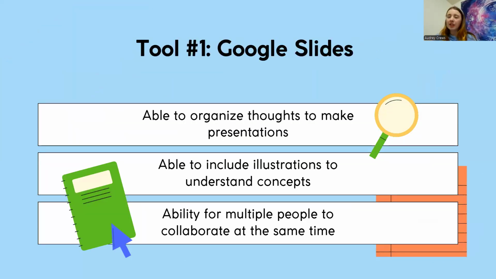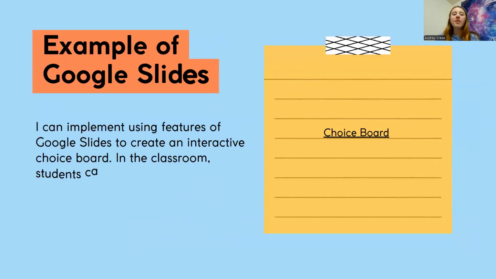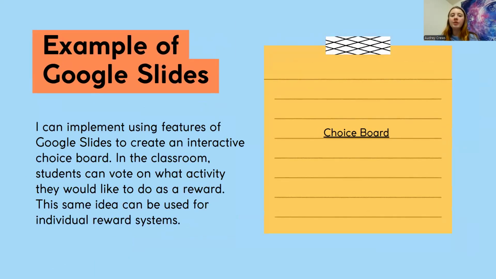The first tool I would like to look at today is Google Slides. In Google Slides, you are able to organize thoughts to make presentations. You're able to include illustrations to understand concepts, and there is an ability for multiple people to collaborate at the same time. An example of this is, I could implement features of Google Slides to create an interactive choice board.